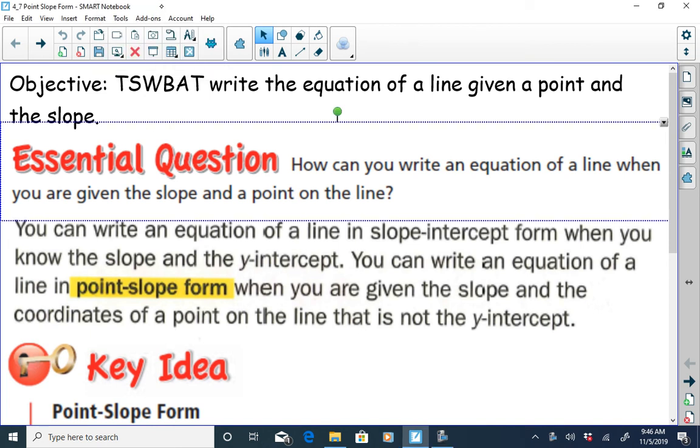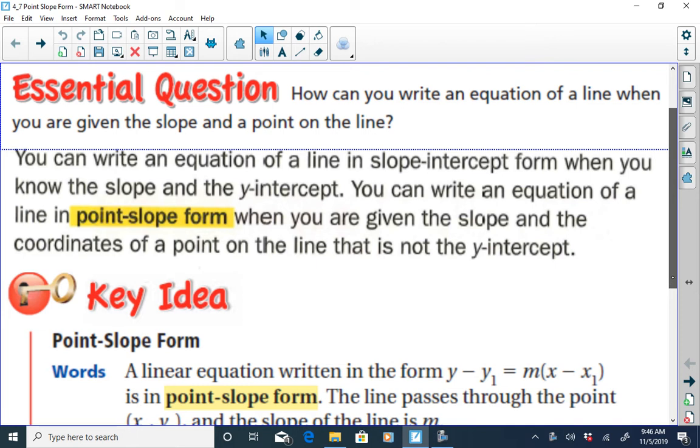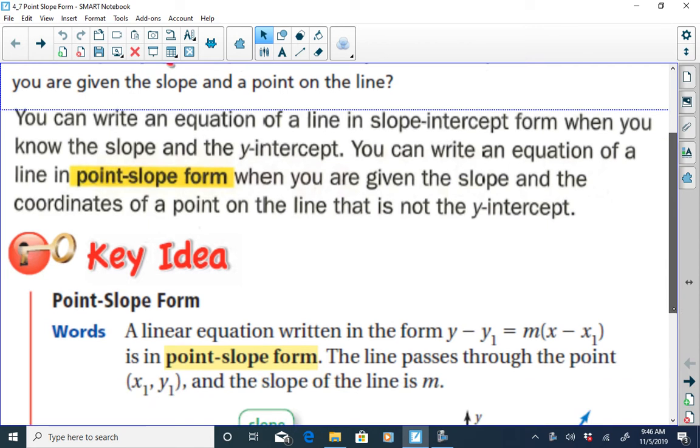Right, today our lesson is to be able to write the equation of a line given a point and a slope. Today we're going to introduce the idea of the point-slope form. You can write an equation of a line in slope-intercept form when you know the slope and you know the y-intercept. You can write an equation of a line in point-slope form when you're given the slope and you're given the coordinates of a point on the line that is not the y-intercept.